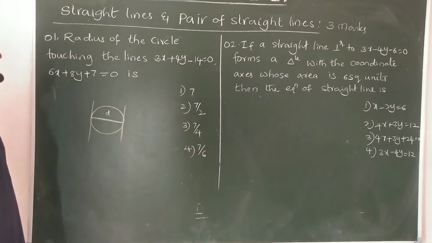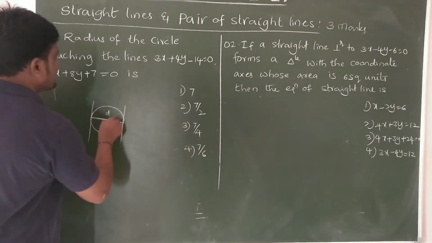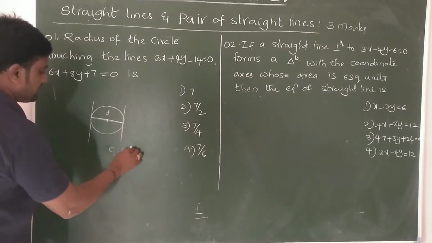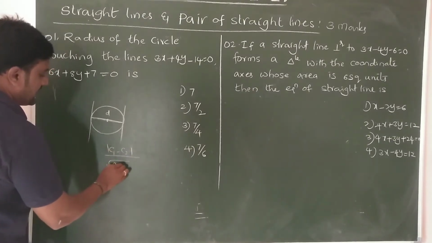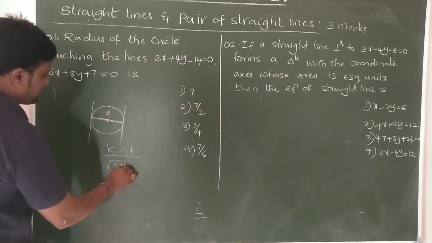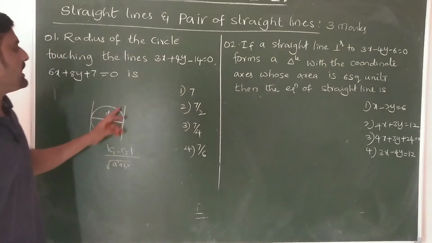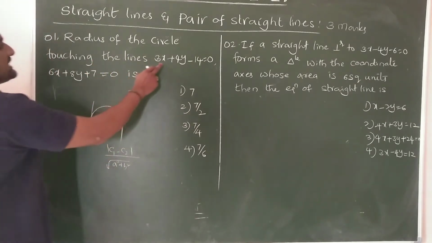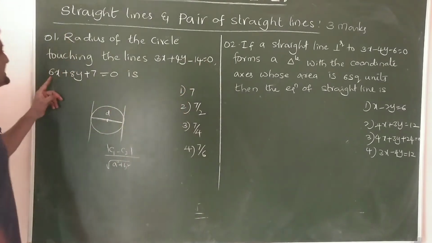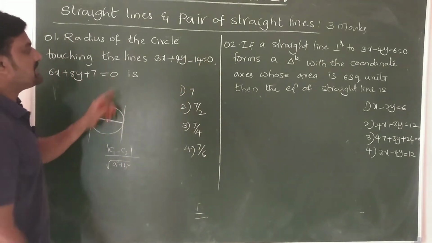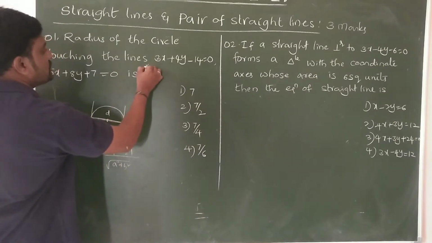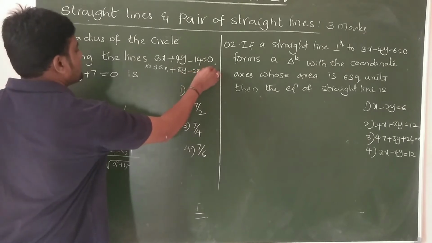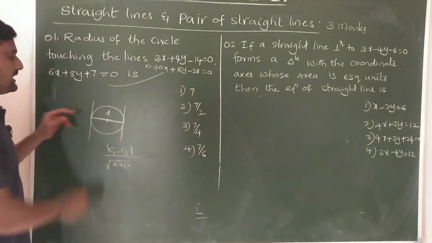Now what is the distance formula? The distance is the modulus of c1 minus c2 by under root a square plus b square, when these are two parallel lines. The given lines are parallel lines: 3x plus 4y minus 14 equals 0 and 6x plus 8y plus 7 equals 0. Suppose we multiply the first one by 2, then we will get 6x plus 8y minus 28 equals 0. Okay, these are two parallel lines like this.